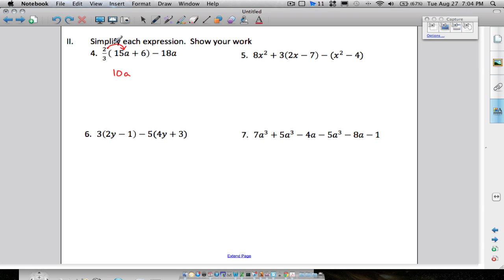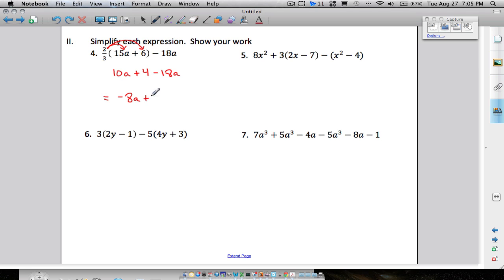And now distribute the 2/3 to the 6. 2/3 of 6 is going to be 4. But watch your signs, that's a positive and that's a positive, so we have a positive here. And then we bring down our minus 18a. When we combine like terms, the only thing you can combine are the 10a and the negative 18a. 10a minus 18a is a negative 8a. Just remember to add or subtract the coefficients.